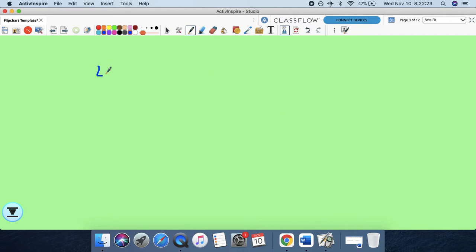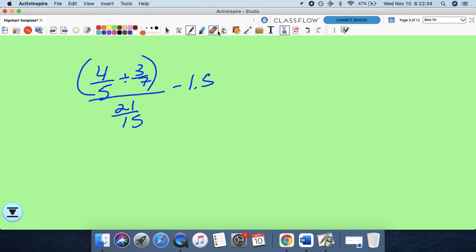Next one: 4/5 divided by 3/7, over 21 over 15, minus 1.5. Allow me, because I already see a bunch of fractions, I'm going to change the 1.5 to 15 over 10. I'm just going to take advantage and do that. Let's do that parentheses first, right? So I'm going to do it on the side here.